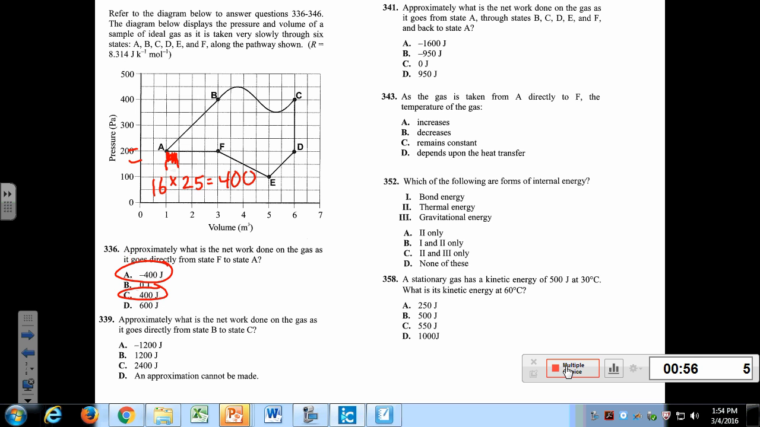So remember, if my volume's getting bigger, my gas is doing positive work. But if the volume's getting bigger, the gas is having negative work done on it.